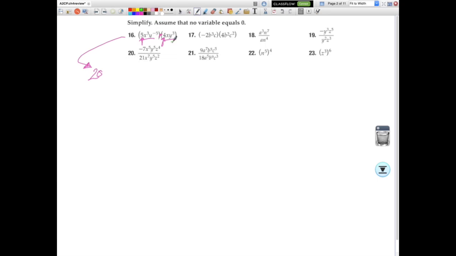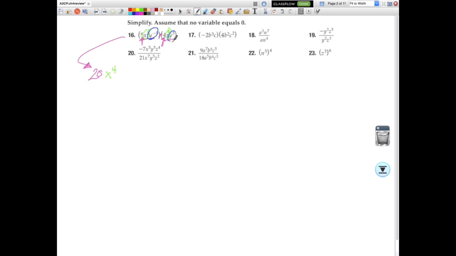Then I'm going to look at my variables. Again, it's one chunk times another. I have x to the third times x to the first. So this is the product rule. If you're multiplying like bases, you can add your exponents, okay? So since these are both the same variable, x to the third, x to the first, I can add those exponents. I end up with x to the fourth.